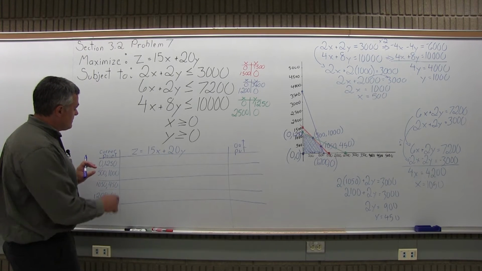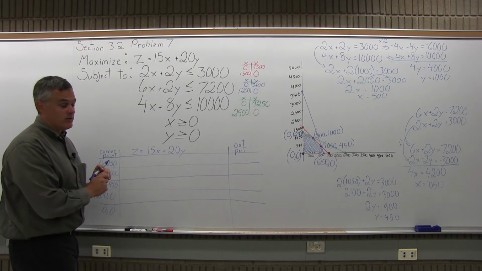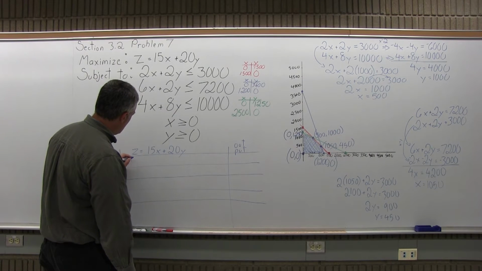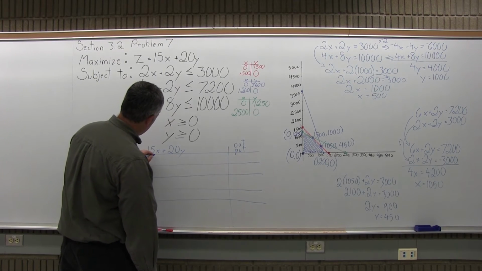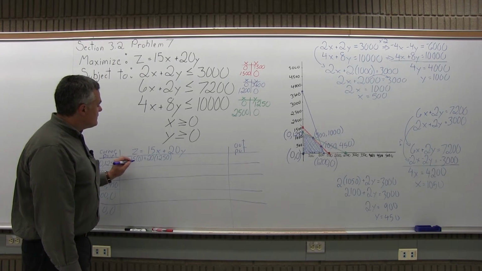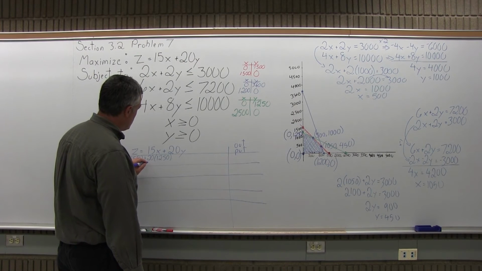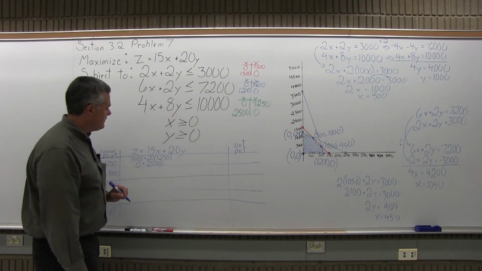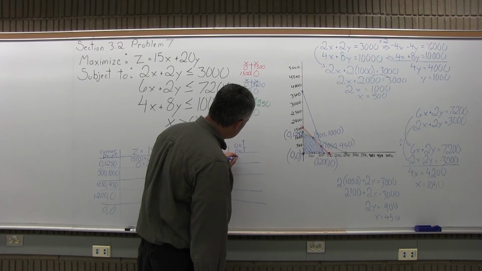So start plugging them in. The first corner point, 0, 1,250, means you have an x value of 0 and a y value of 1,250. Plug that into your objective function. So 15 times x will be 15 times 0, and 20 times y will be 20 times 1,250. 15 times 0 is 0. 20 times 1,250 will be 25,000. And then when you add 0 plus 25,000, the result is 25,000.